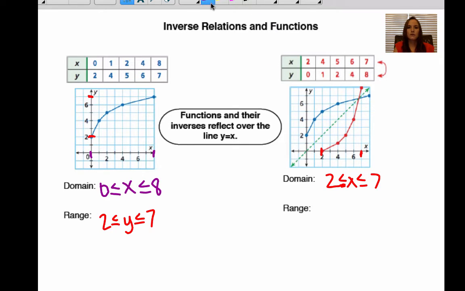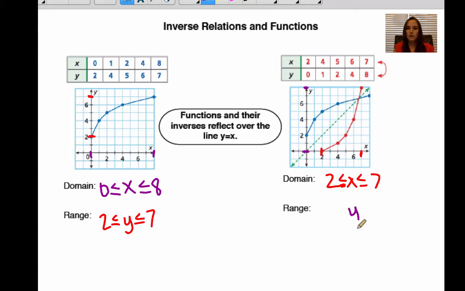All right, so let's get the range. The range now is the lowest point to the highest point. Remember, range is your y values, so we are looking, this is the lowest point on this red graph. So we say, all right, well that's a 0 on the y-axis, and if we follow it all the way up, the highest point corresponds with 8 over here.